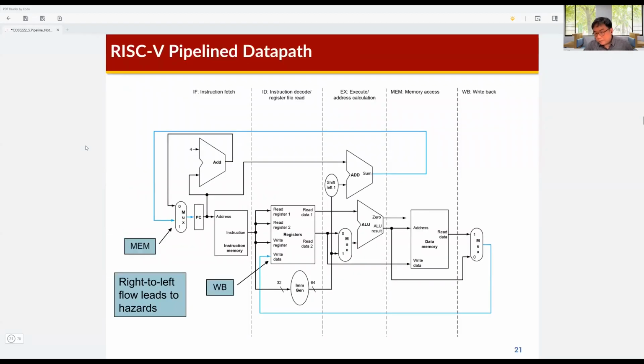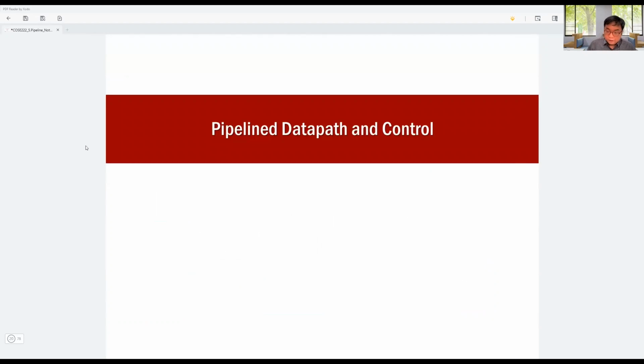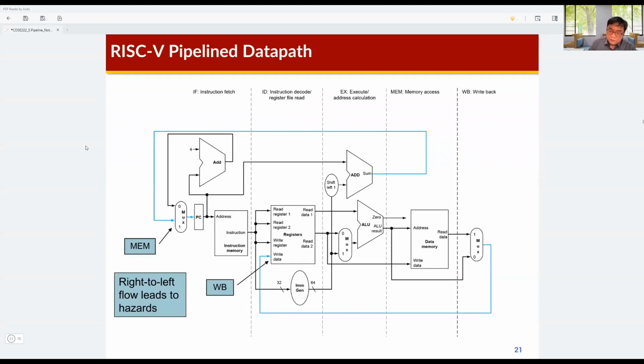Okay, so now in this time, we will learn how to implement, how to build a pipelining processor. In chapter 4, we learned how to build a single cycle processor. Based on this single cycle processor, now we will learn how to build a pipelined processor, okay? Let's start from the single cycle processor.